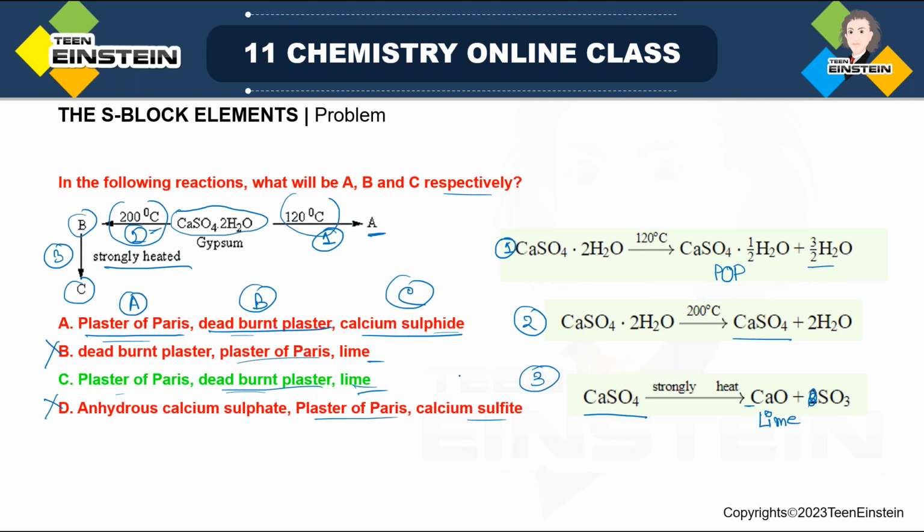So POP, that is I mean to say plaster of Paris. There is dead burnt plaster. This is A. Dead burnt plaster is calcium sulfate, and lime is calcium oxide. Okay.